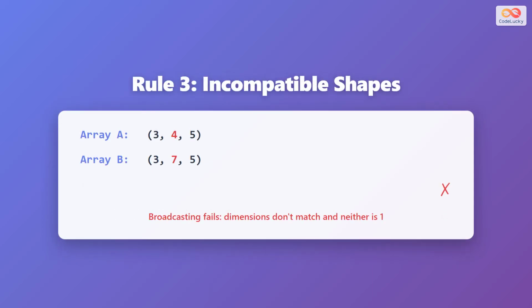Rule 3 handles incompatible shapes. Array A has shape 3, 4, 5. Array B has shape 3, 7, 5. Looking at the second dimension, array A has size 4 while array B has size 7. Neither of these is 1, so neither can stretch to match the other. This violates Rule 3, causing broadcasting to fail. NumPy will raise a ValueError indicating that the operands could not be broadcast together.